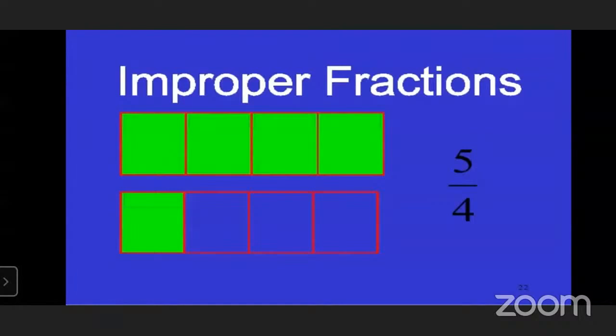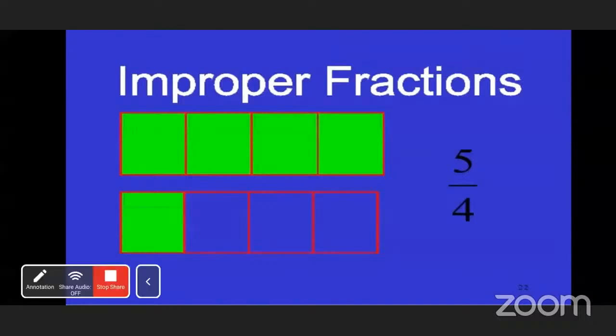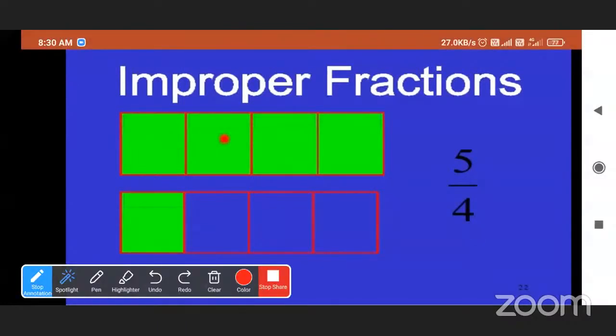Yes. So see here, in an improper fraction, we cannot draw it in a single diagram. We have to draw 2 or more diagrams. So see, 5 upon 4. So we will show it like this, 5 upon 4. See here, 1, 2, 3, 4, 5. Here 5 parts are colored and see here, this is 4 parts. So 5 upon 4.